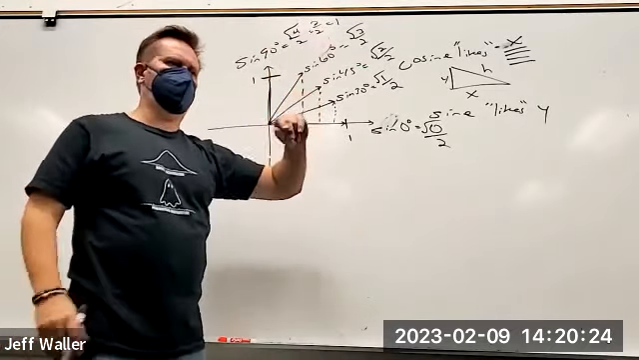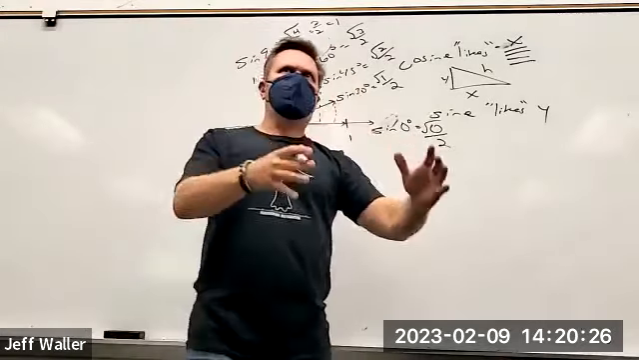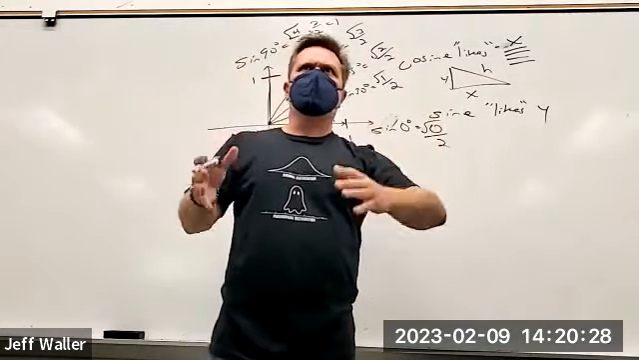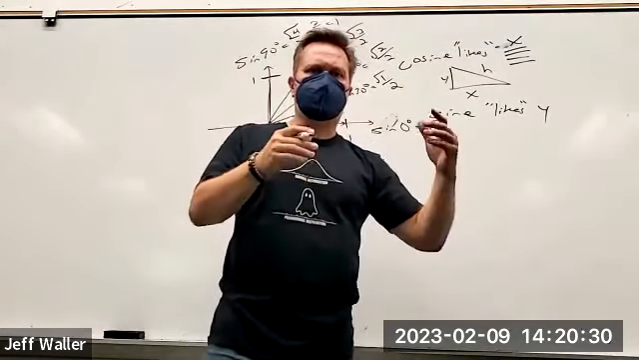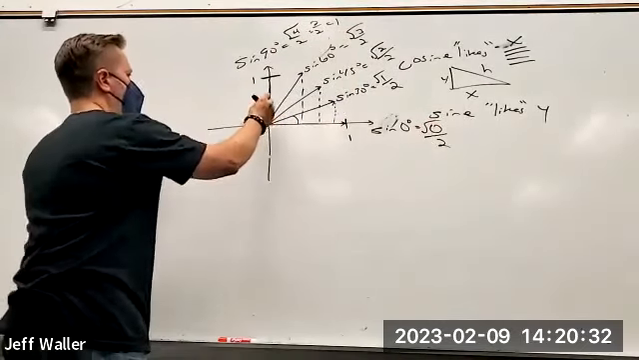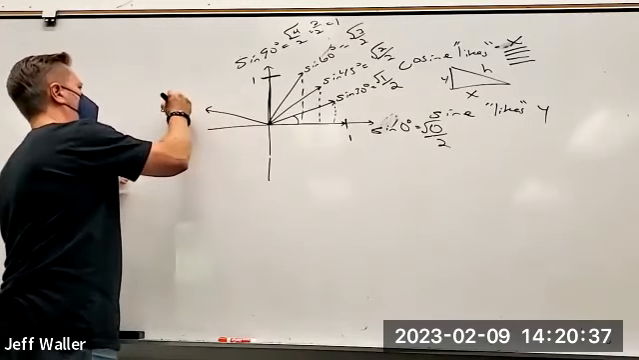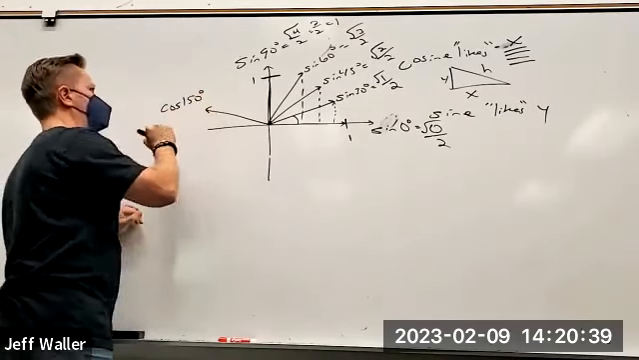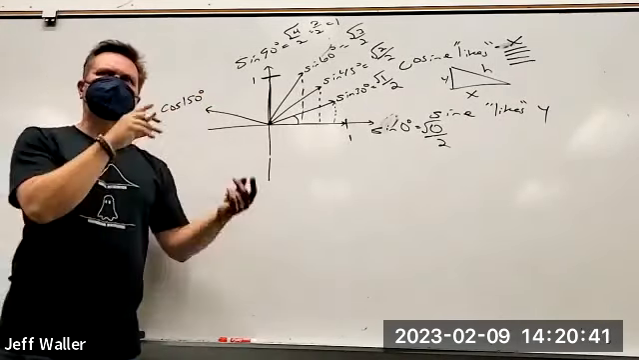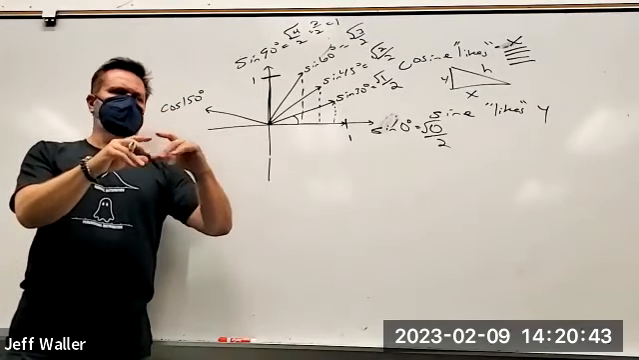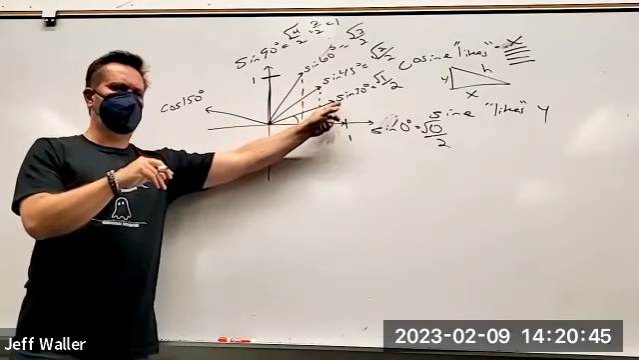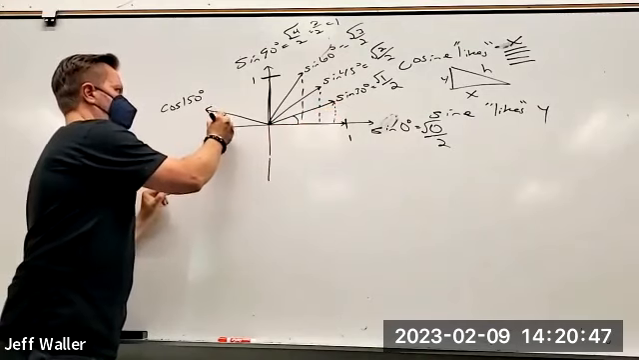Now, what's nice about memorizing the values in the first quadrant? If I wanted to know, what do you got, Jeff, what the cosine of 150 degrees is, what can I use so that it actually relates to something over here? What is this?